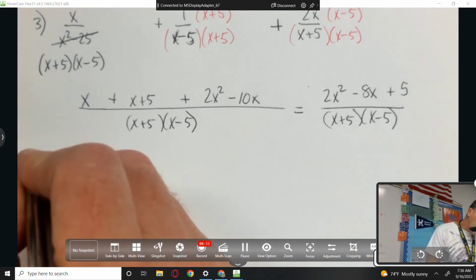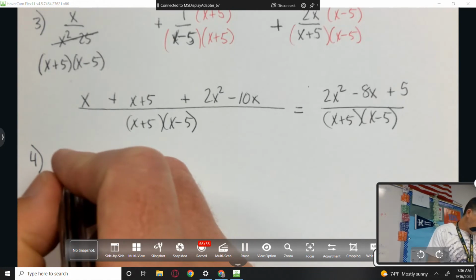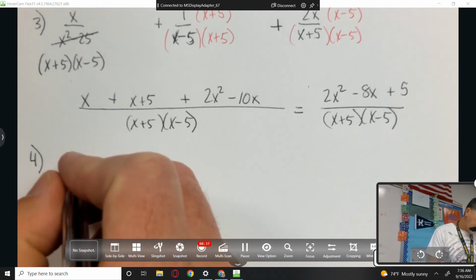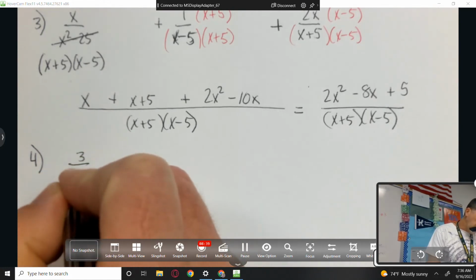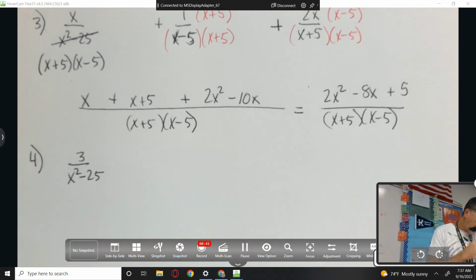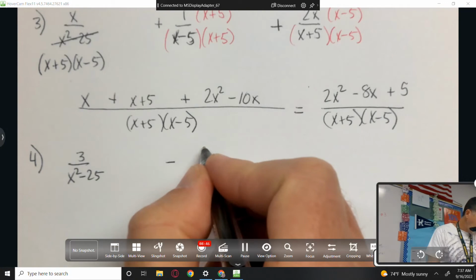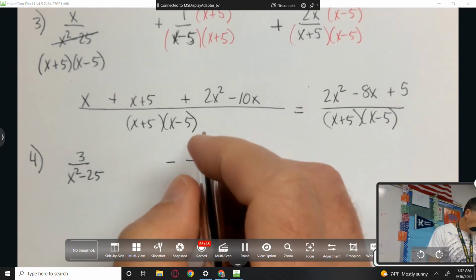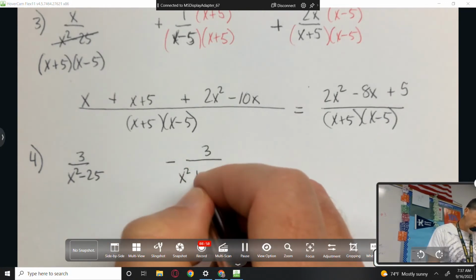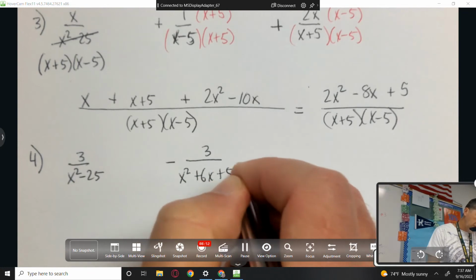Let's do one more of those. 3 over x squared minus 25. Leave some space. Minus 3 over x squared plus 6x plus 5.